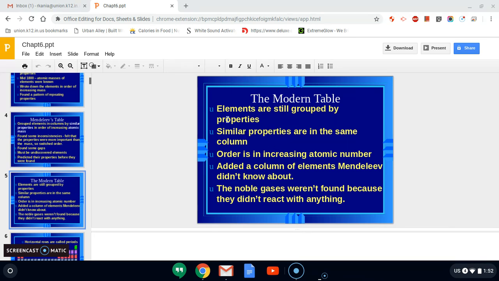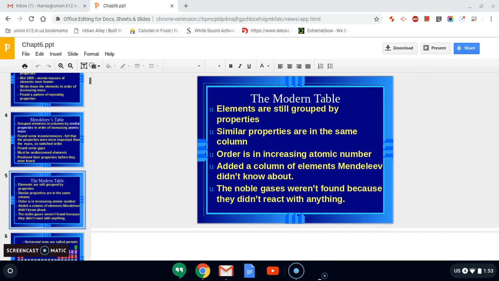These elements are grouped based on their properties, like Mendeleev discovered. Similar properties are always in the same column. Column means vertical, up and down. The order, according to Mendeleev, was by atomic mass. We put it by atomic number now.